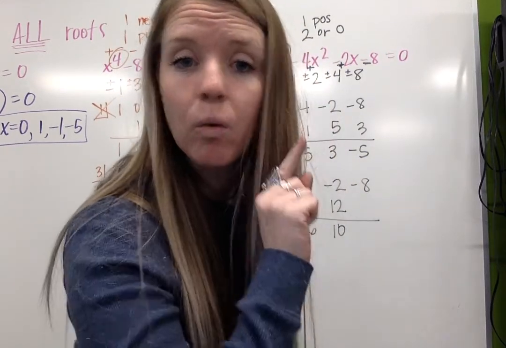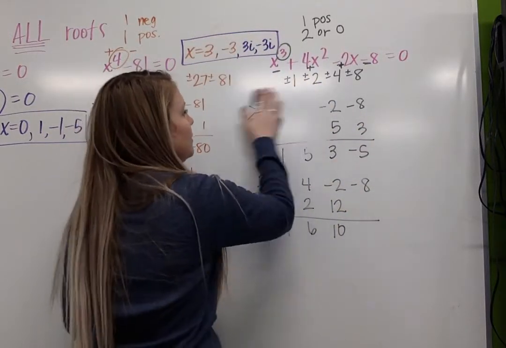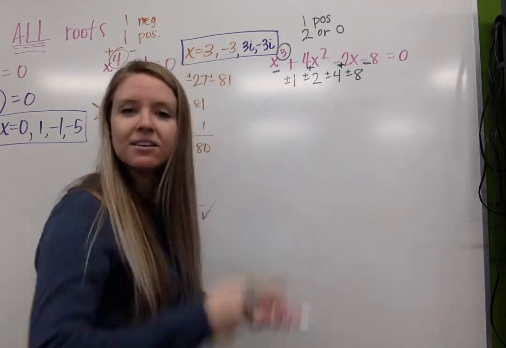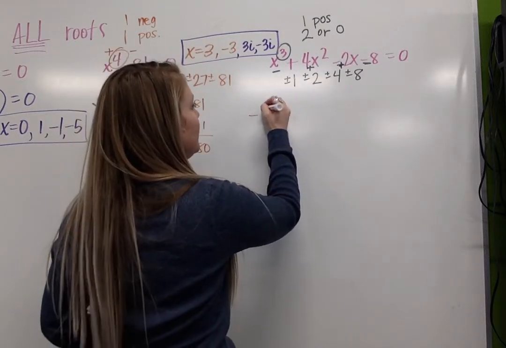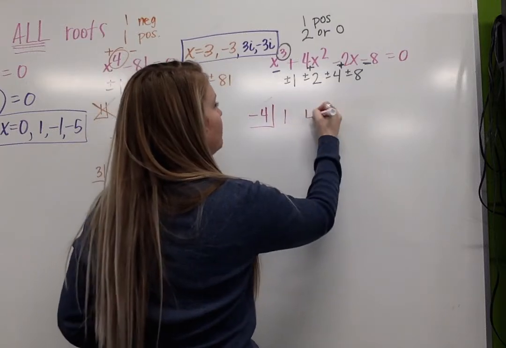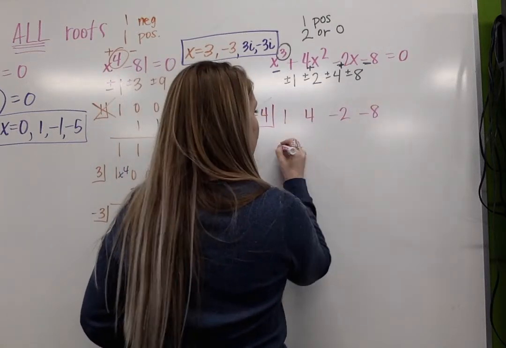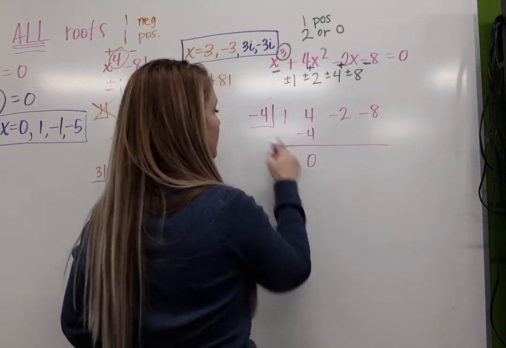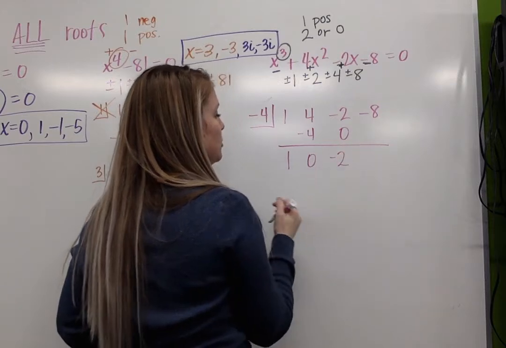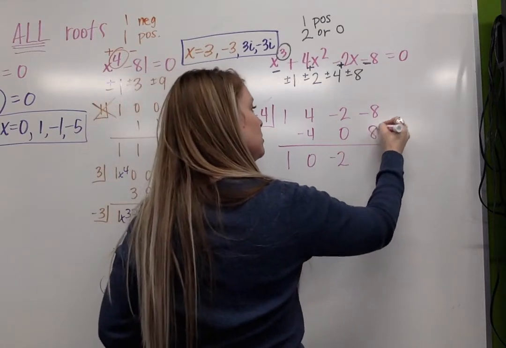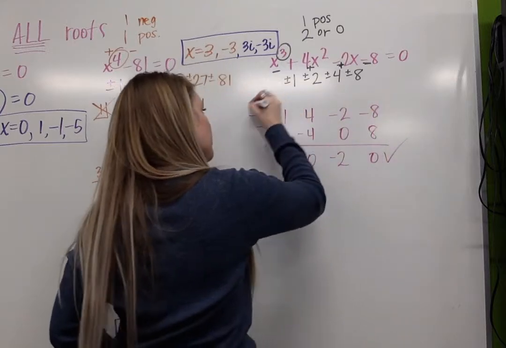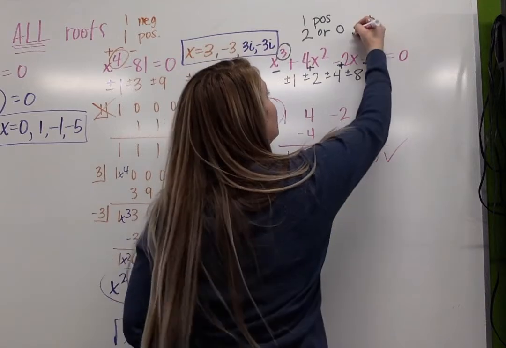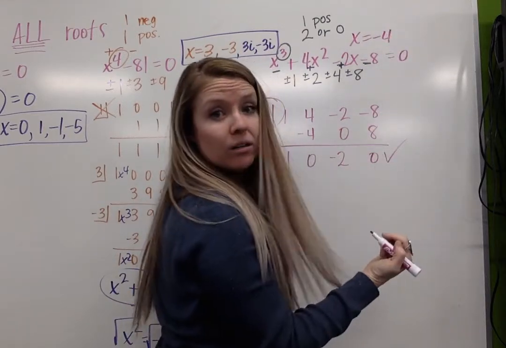I've got to try something I don't want to try, which is my 4s and my 8s. So we've seen plenty of guessing. Miss Nelson has to guess too. So now I'm going to plug in a -4. 1, 4, -2, -8. I drop the 1. I get -4. That gives me 0. -4 times 0 is 0. I get my -2. -4 times -2 is +8. Boom, there's my answer that I needed. I wanted that. I've got one answer. So I know that x equals -4.